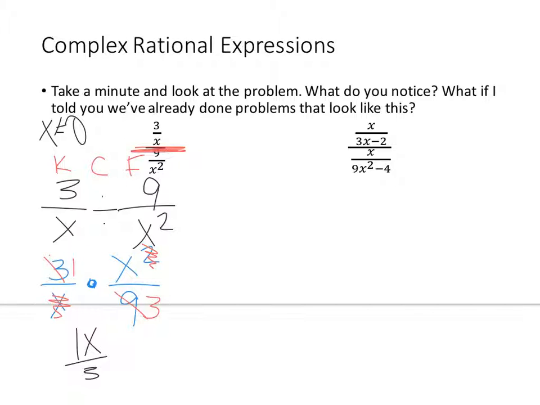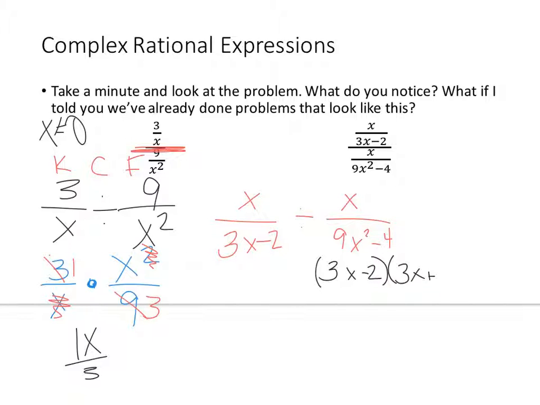Over on this other one, it's the same idea. I have x divided by 3x minus 2, all divided by x all over 9x squared minus 4. So again, I'm just going to rewrite this as a more normal looking division problem. So that's x over 3x minus 2, and that's all divided by x all over 9x squared minus 4. This problem I'm actually going to be able to factor. The 3x minus 2 will not factor, but the 9x squared minus 4 will. So that's 3x minus 2 and 3x plus 2, because that's the difference of two squares.